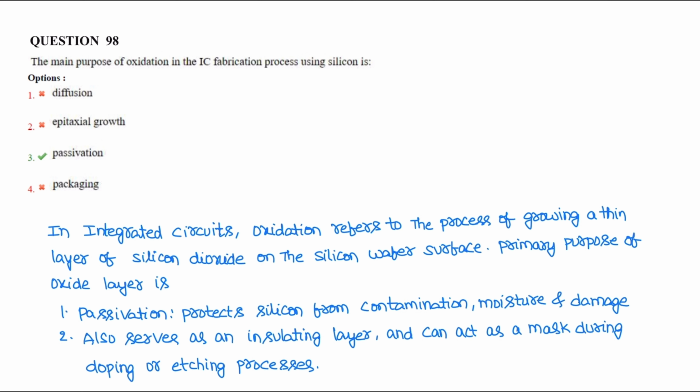Next question. The main purpose of oxidation in IC fabrication process is passivation, and it also serves as an insulating layer. Passivation and insulating layer. Correct option is 3. Passivation means it protects the silicon from contamination, moisture and physical damage.